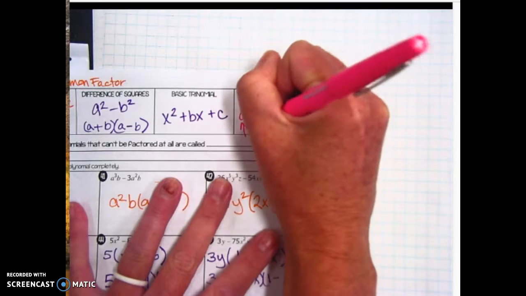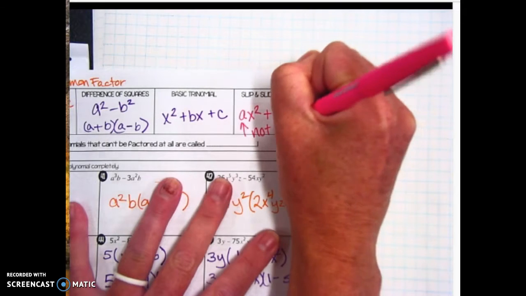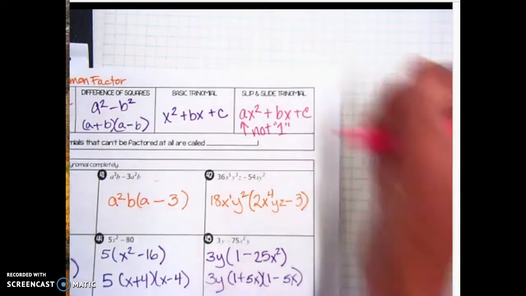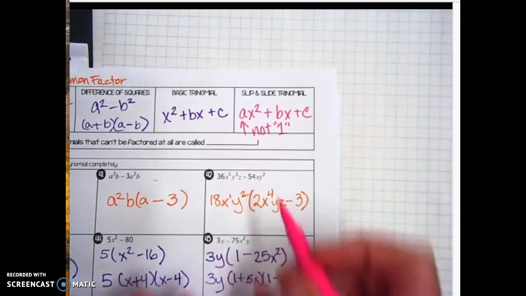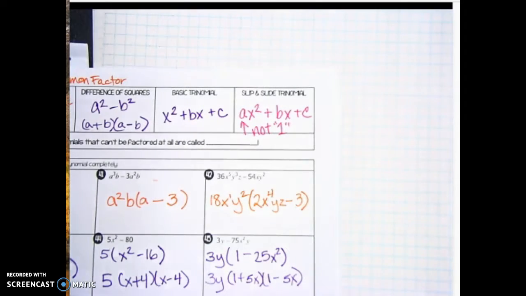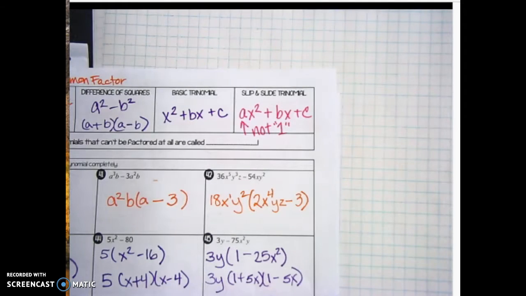This is not a 1, and it's not a GCF, right? If it's a GCF, like box 49, 50, and 51, great. But what if it's not a GCF like those three? How are we going to deal with it? Well, I'm going to teach you something today called the slip and slide rule.